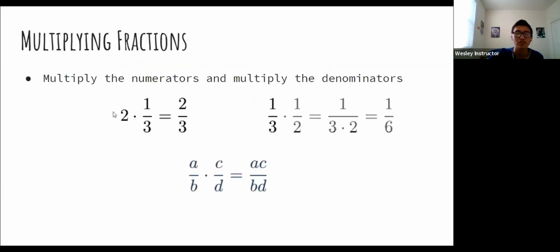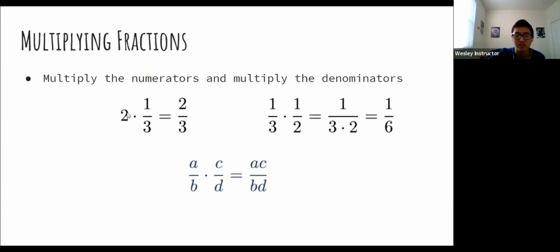All right, multiplying fractions. So this is pretty easy. Multiply the numerators and multiply the denominators. That's all you got to do. So for example, 1/3 times 1/2. That's just 1 times 1 and then 3 times 2. So 1/6.